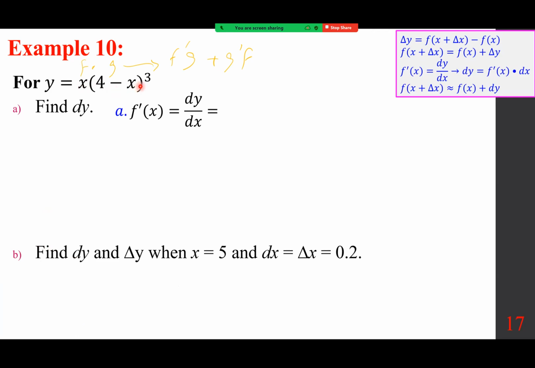One times (4 minus x) cubed plus g prime. What is the derivative of the second piece? 3 times (4 minus x) squared times the derivative of the inside, which is negative 1. So 3 becomes a coefficient, the same thing to the power of 3 minus 1, or 2. The derivative of the inside by the chain rule is minus 1 times f times this function x.